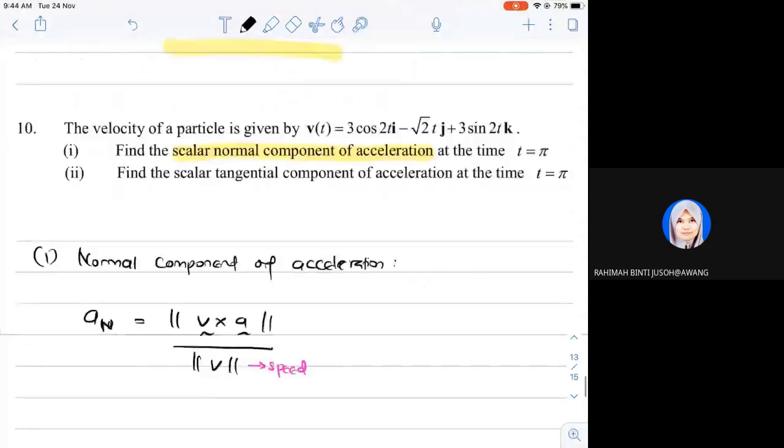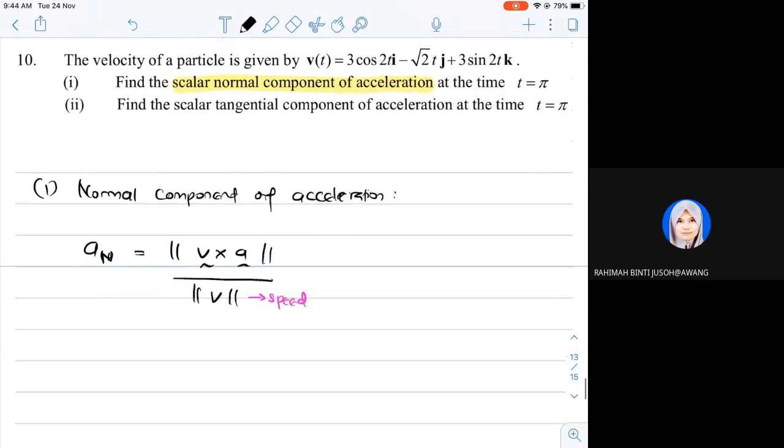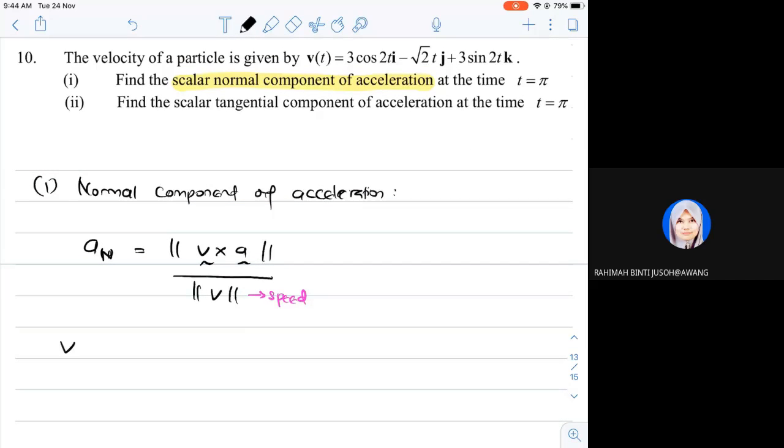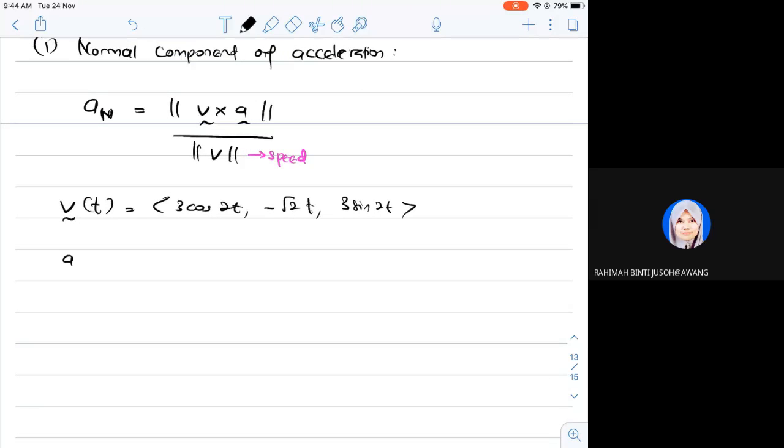So what you should do here is, you are given V(t), so you just need to find A(t). V(t) equals 3 cos 2t, negative square root 2 t, and 3 sine 2t. So we need to find A(t). How do we find A(t), guys? The acceleration? Integrate or differentiate? Differentiate, very good.